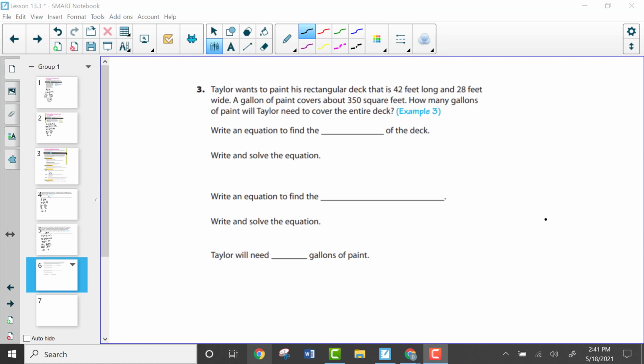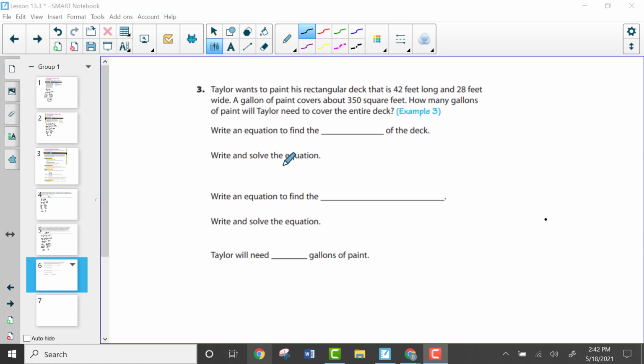On page 386, it says Taylor wants to paint his rectangular deck that is 42 feet long and 28 feet wide. It says a gallon of paint covers about 350 square feet. How many gallons of paint will Taylor need to cover the entire deck? So let's work through this problem. The first thing we need to do is realize that we need to figure out how many gallons of paint Taylor would need to cover the entire deck.